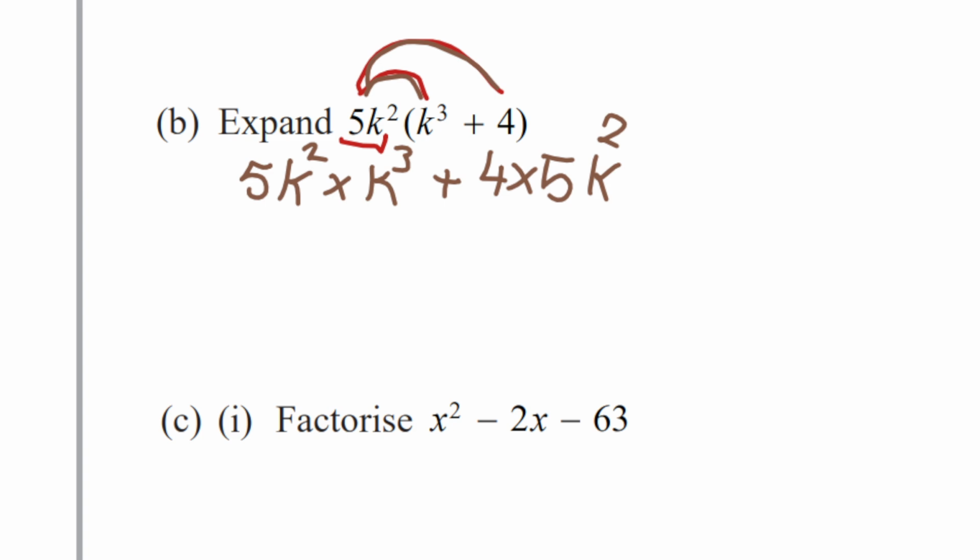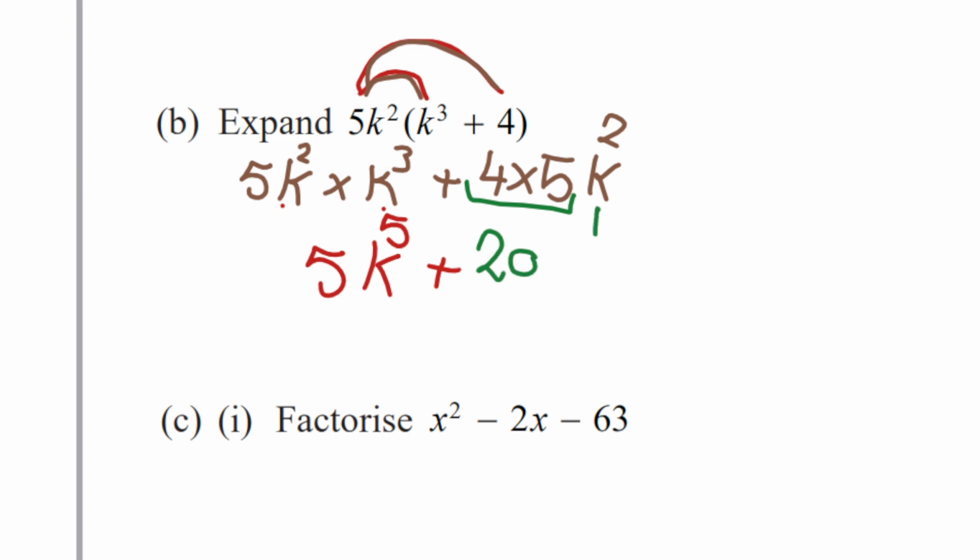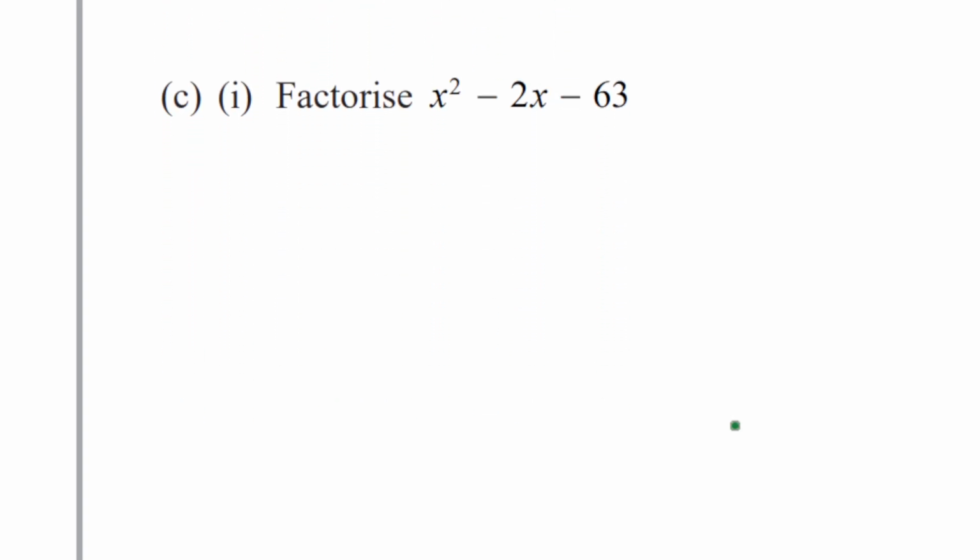Now what do we have? How will we reduce or simplify this? 5k squared times k to the power of 3 is 5k to the power of 2 plus 3. 2 plus 3 is 5. So it's going to be 5k to the power of 5 plus. Now, 4 times 5k squared. We just multiply the 4 times 5, which is 20, and then bring the k squared down. And that's it.